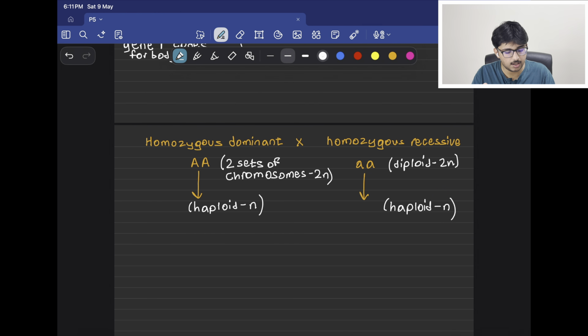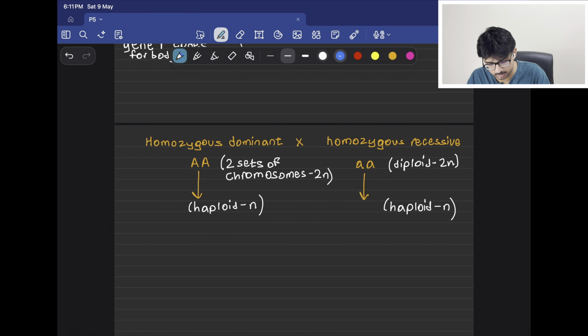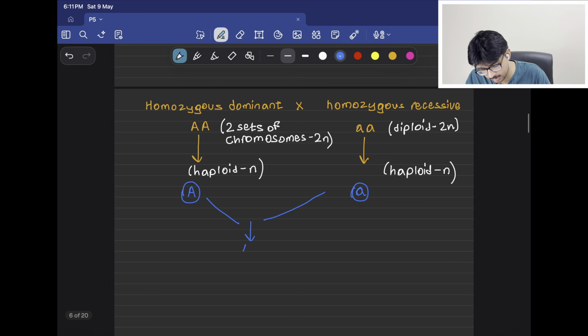So if capital A is two sets of chromosomes, you can only pass down one set. Either this capital A passes downwards or this capital A passes downwards. Either way, it's the same thing, a capital A being passed downwards. So this is the gamete here and this is the gamete here. These two gametes fuse together to form a zygote, which is basically fertilization. And there we have it, the offspring's genotype is capital A, small a.